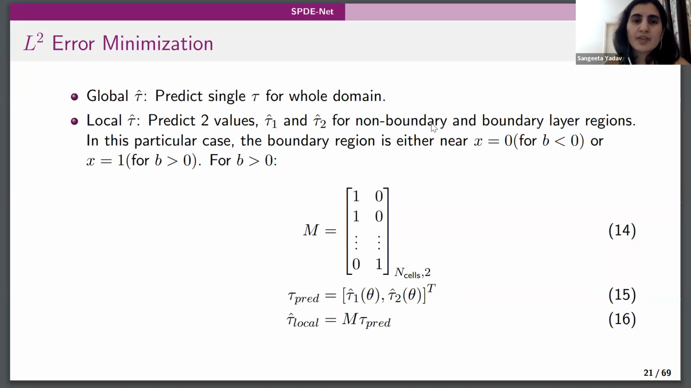And for that, we predicted two values, tau1 and tau2. And then we multiply it with matrix M. In matrix M, we have two columns, one for the non-boundary tau and second for the boundary tau. In the first column, we have taken one wherever there is no boundary. And in the second column, we substitute one for the boundary layer region. When we multiply this matrix M with the predicted tau hat, we obtain a localized stabilization parameter, tau local hat.